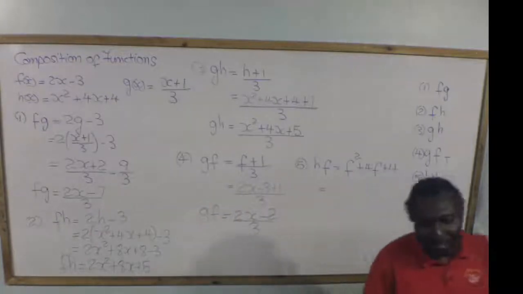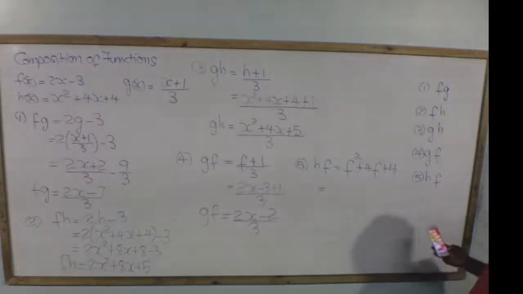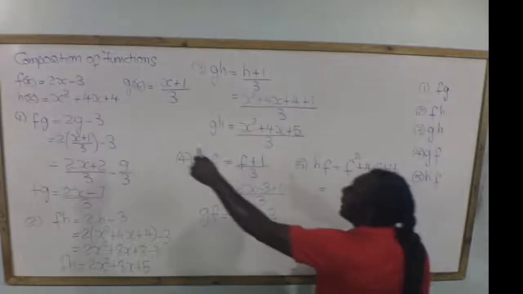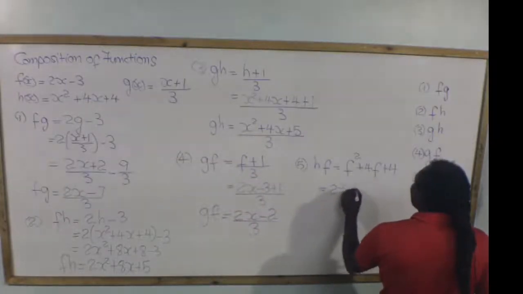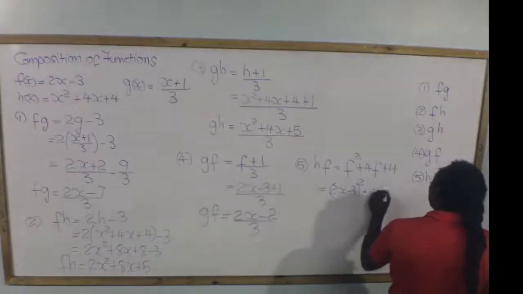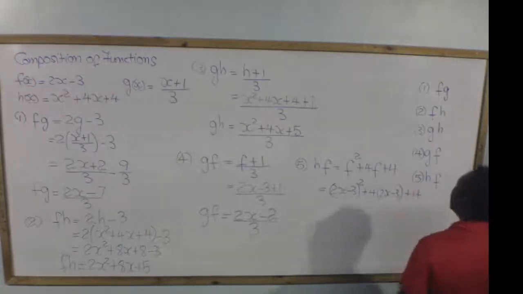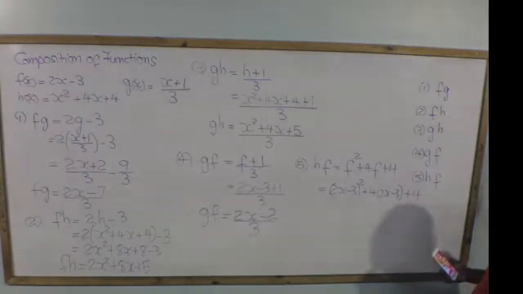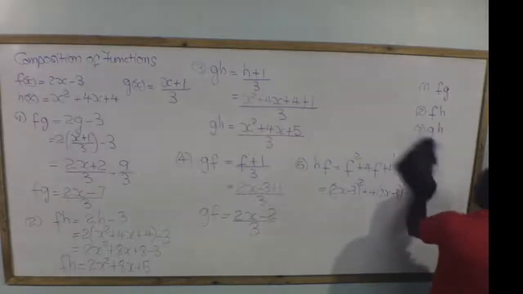We'll go straight ahead and make the substitution. Of course, f is 2x minus 3. So we're going to have what? 2x minus 3 all squared plus 4 times 2x minus 3 plus 4. All of this may go. And that is your composition. Well, the composition of your function.